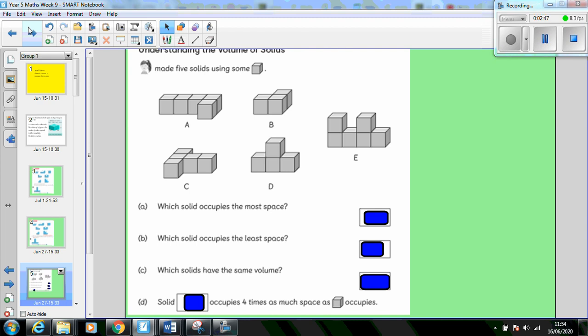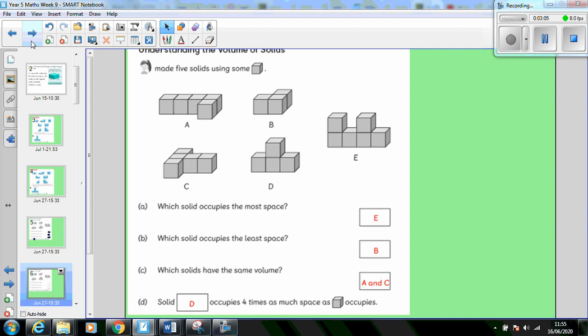Okay, so now you need to find the solid that occupies the most space, the least space, the ones with the same volume, and then one of those occupies 4 times the amount of 1 cube. Hopefully you found that E had the most space, B took up the least space, A and C have the same volume, and D has 4 times the amount of space of 1 little cube.